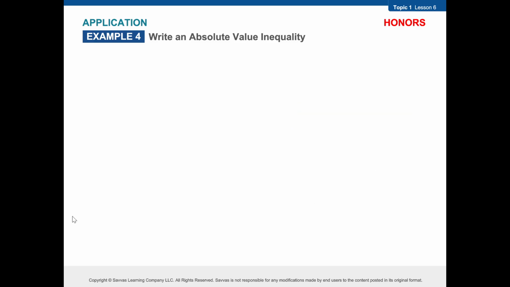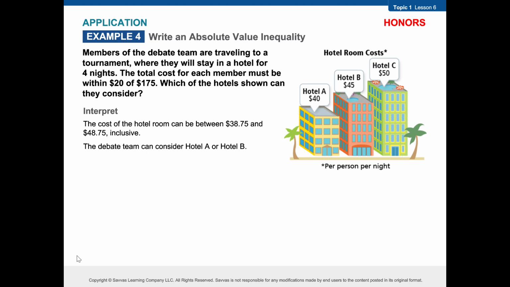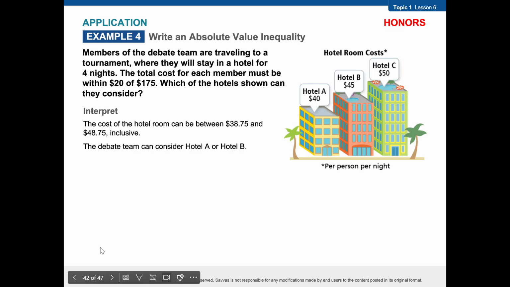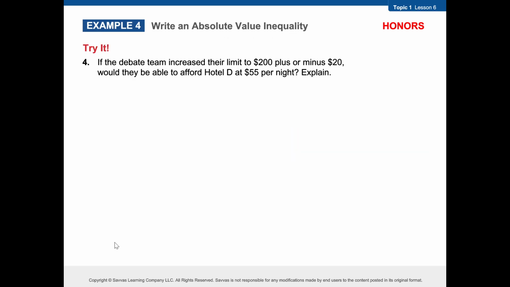This is just a recap. So the cost of the hotel room can be between $38.75 and $48.75 inclusive, so they can consider A or B.